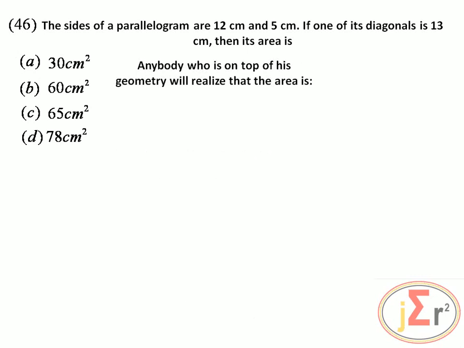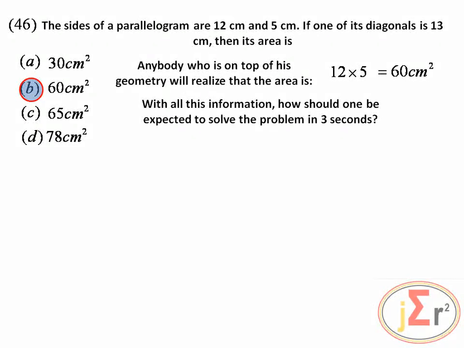well, anybody who is on top of his geometry will realize that the area is 12 multiplied by 5, which is equal to 60 centimeters squared. And of course, that is option B. Well, if we are on top of our geometry, it should not take us any long period of time to determine the answer.